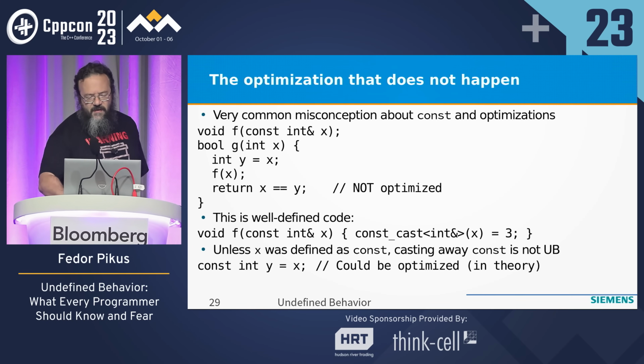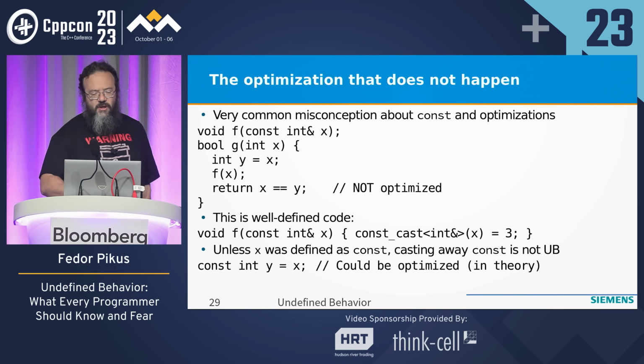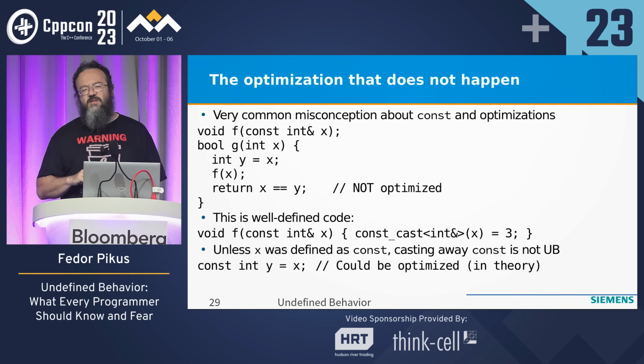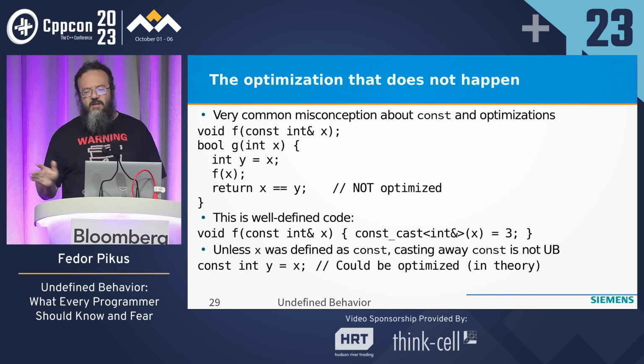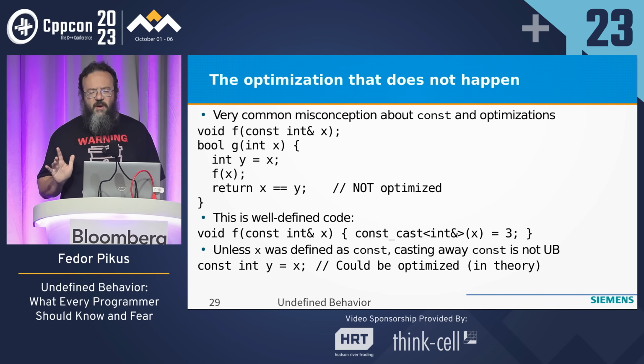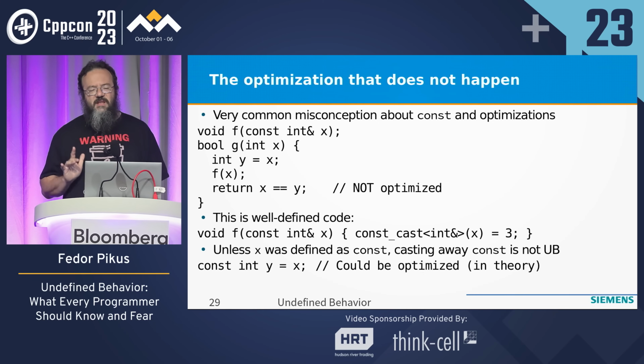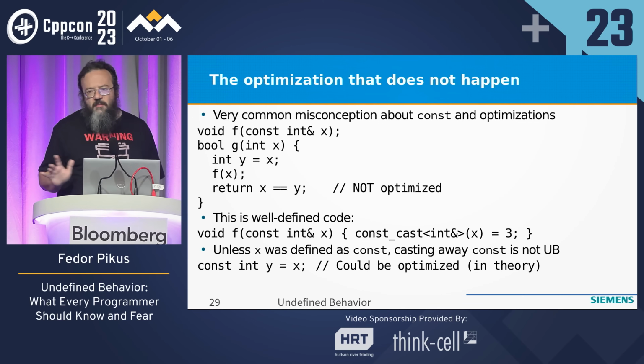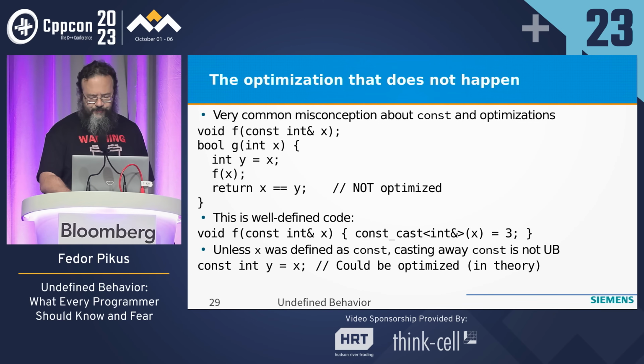In theory, if I wrote const int y, this could be optimized because then it is UB to cast away const. I don't know of any compiler today that actually does that, but that in theory could be optimized. And maybe later some of them will.